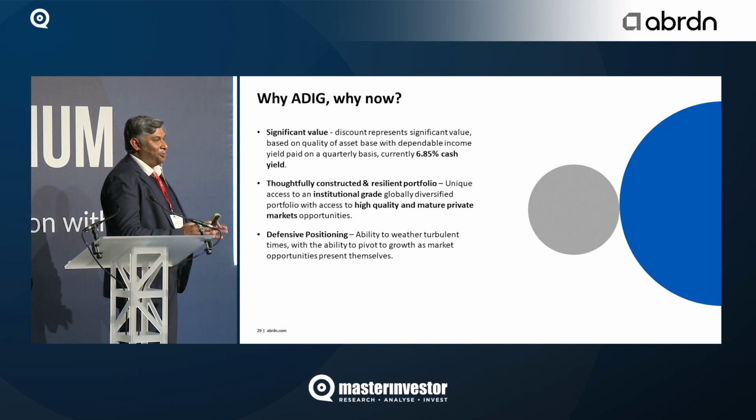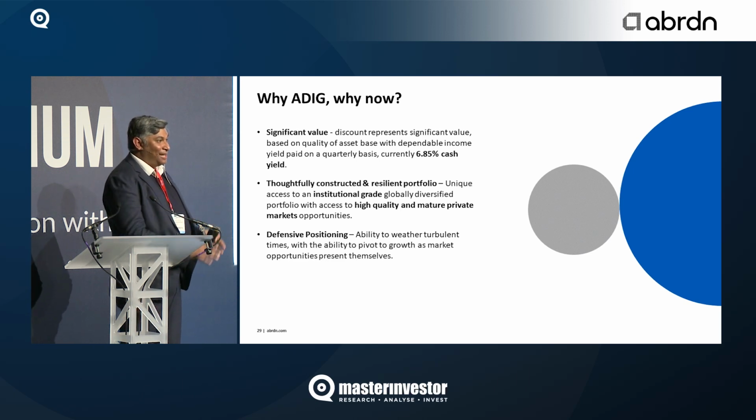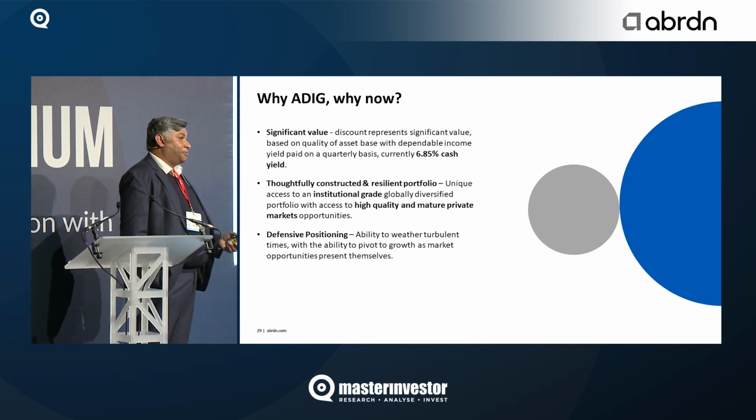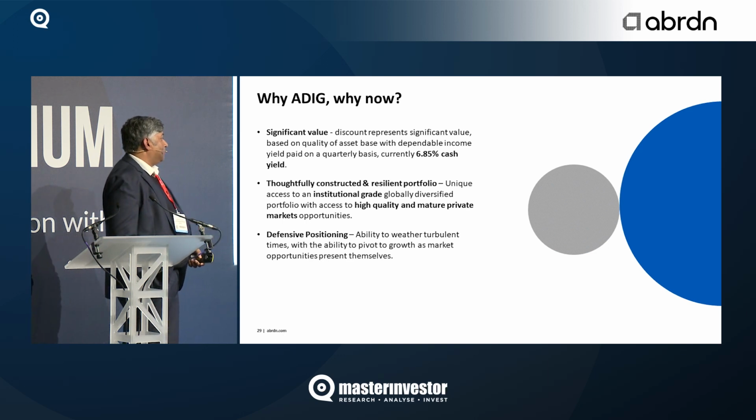You don't have to be part of the UBS private client network, nor do you have to be a Canadian pensioner to get the same asset allocation. You've got an institutional grade resilient portfolio that is incredibly attractively priced today, with a 6.8% cash yield. Actually, I think that's come into 6.5 in the last couple of days. And we're defensively positioned to weather turbulent times. With the ability to pivot to growth when markets turn around, towards the back end of this year or next year, ADIG will be able to provide strong growth potential as well as income.